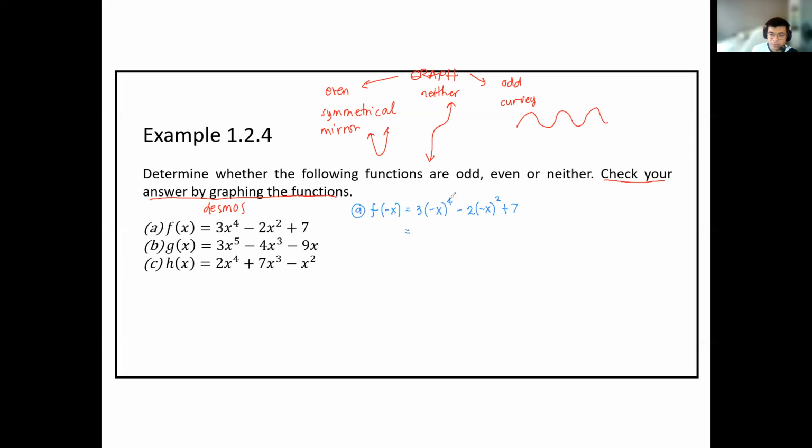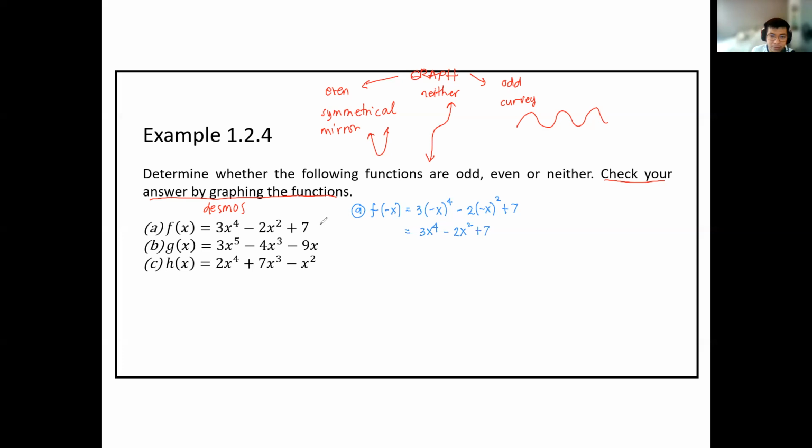So negative x to the power of 4: negative 1 times negative 1 times negative 1 times negative 1 will give you a resulting positive value of x, di ba? So it is still the same, 3x to the power of 4. And then minus negative x squared. So negative 1 times negative 1 is positive 1. X squared is still x squared. So this gives us the same value, 2x squared plus 7.